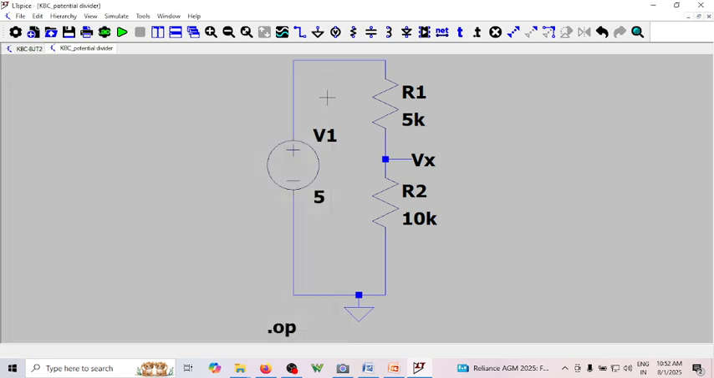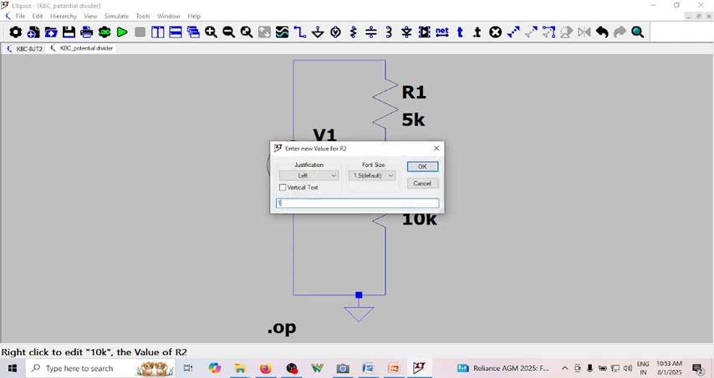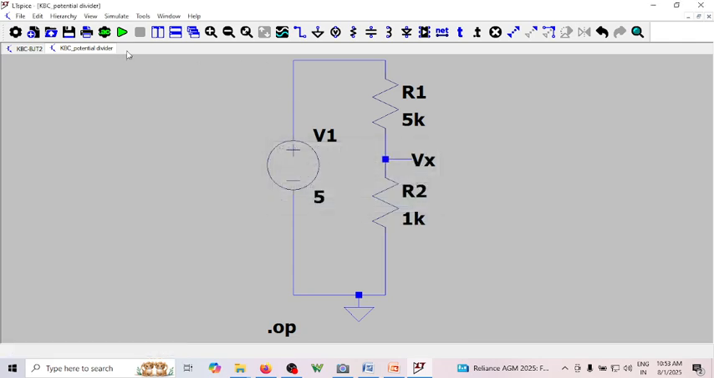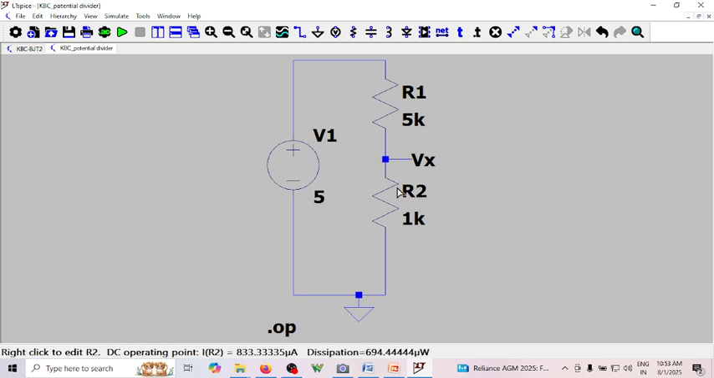So if I make this equal to 1k, I have to get 0.83. This is 1k. Can see this is 0.833. If I make it 5k, it will be 2.5. So that's not the intention. The intention is not to change this value one by one, but to change this value in a single simulation. The value of R2 changes from 1k to 5k, 5k to 10k. That can be done in simulation.